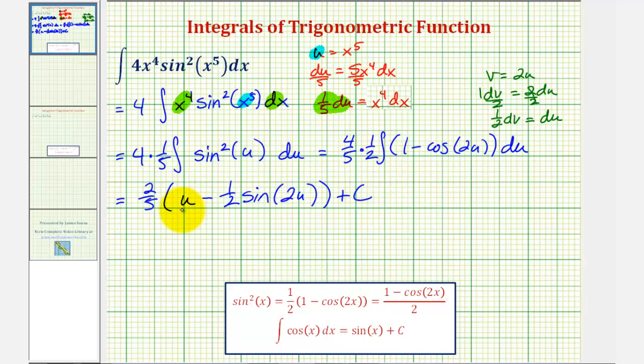For the last step, we'll substitute x to the 5th for u. So we'll have 2/5 x to the 5th for this product. And then for this product, we'd have minus 2/10 or 1/5 sine 2x to the 5th, and of course plus c. This would be our antiderivative.